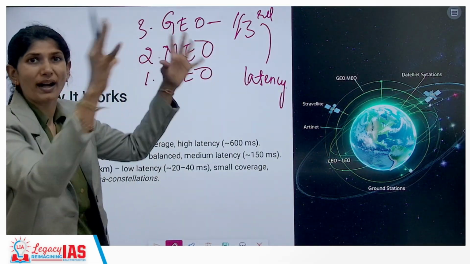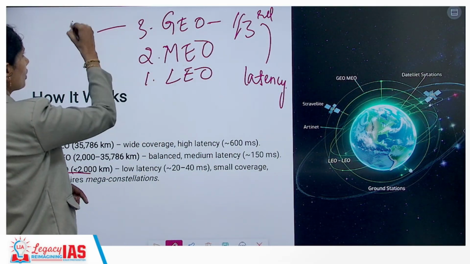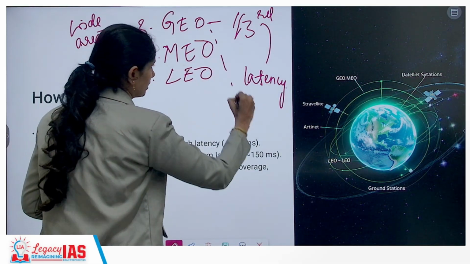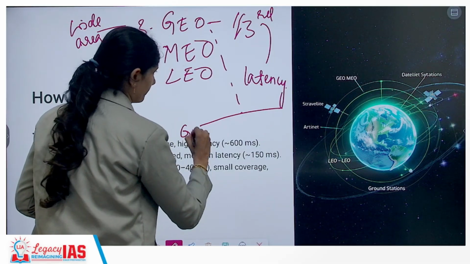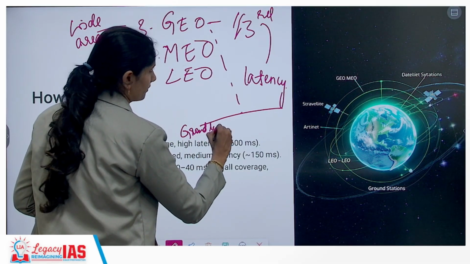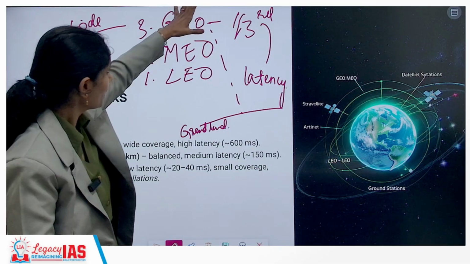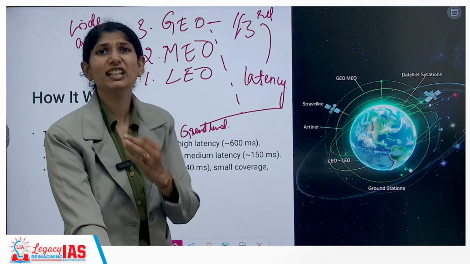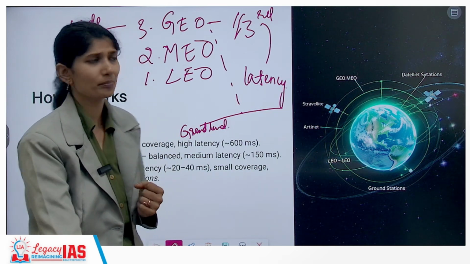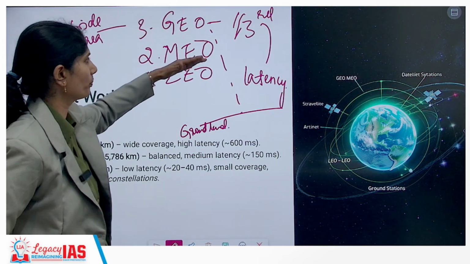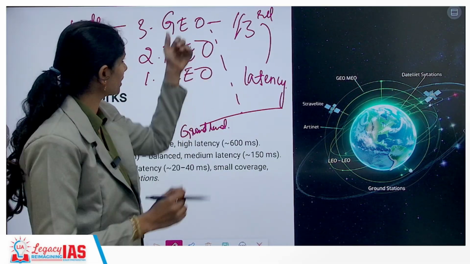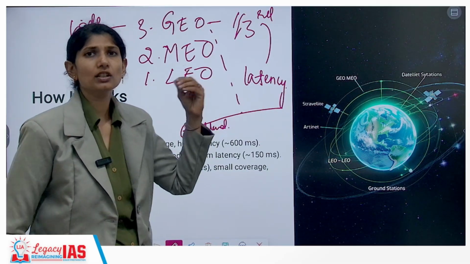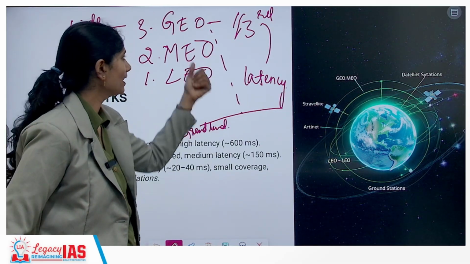Because a GEO covers a wide area, understanding, and this is the ground level. Then if it has to pass the information from here to this stage, the possibility of delays and loss of information is higher. Then comes your MEO. MEO will cover a smaller area compared to GEO, but it will reduce the latency, which means the loss of data will be less.